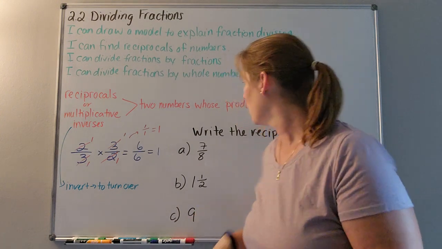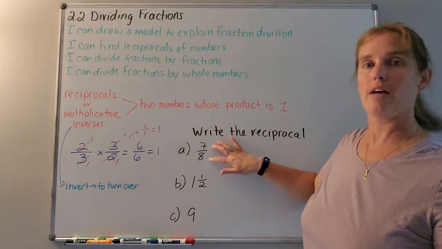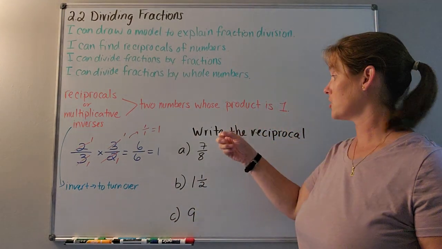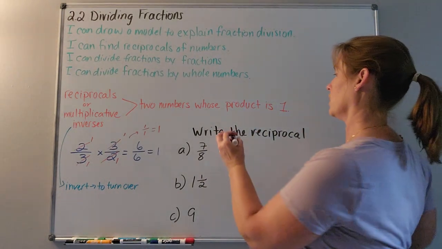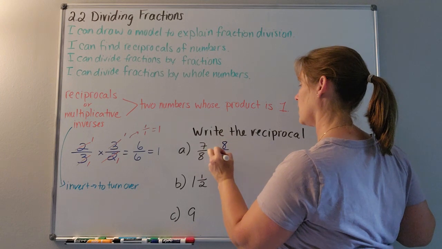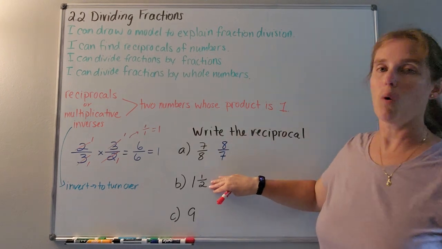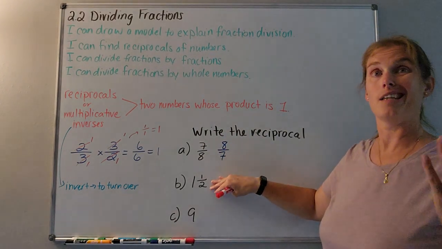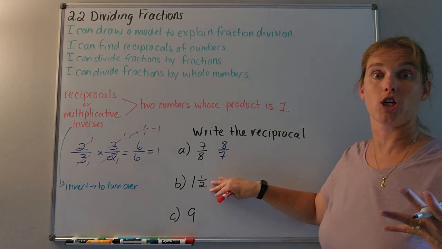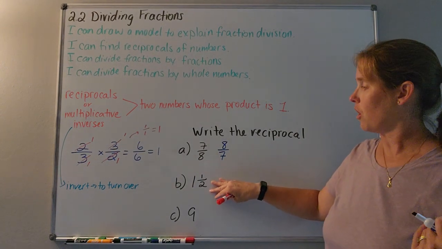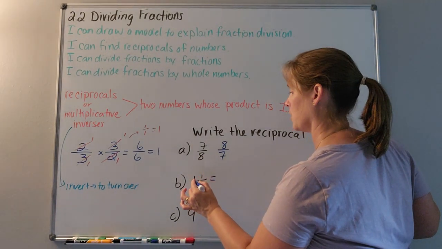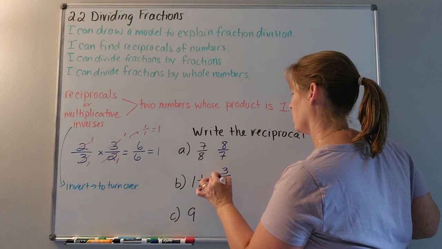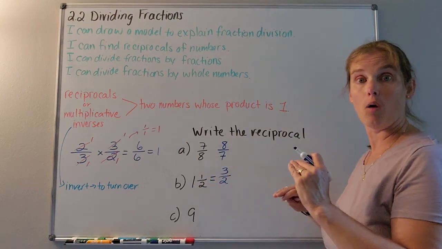Put it that way. So if we're going to write the reciprocal of 7/8, it already has just a numerator and denominator. So all we have to do is flip it. And its reciprocal is 8/7. We come down here to 1 1/2 and we say, oops, that's not just a fraction. It's a mixed number. So we turn it into an improper fraction. 2 times 1 is 2 plus 1 is 3/2. Now we flip it.